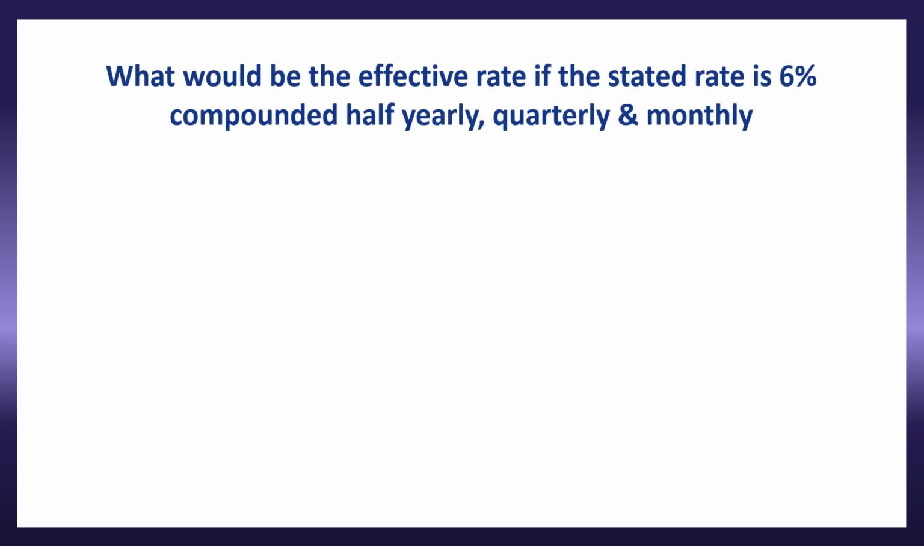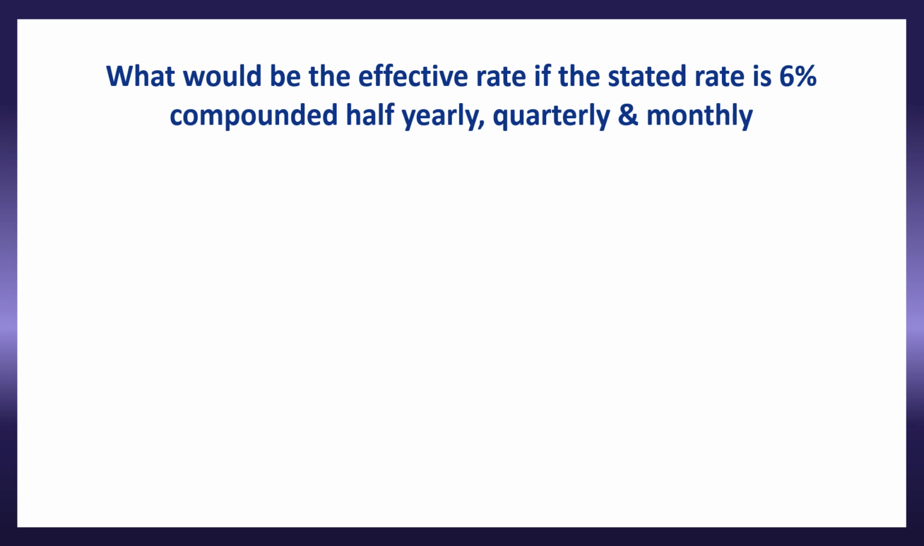Now, let us consider a problem to make the concept more clear. What would be the effective rate if the stated rate is 6% compounded half yearly, quarterly, and monthly? Let us calculate the effective rate for these three different situations. When compounded half yearly, what happens to this 6%? When compounded quarterly, what happens to this 6%? And when compounded monthly, what happens to this 6%?